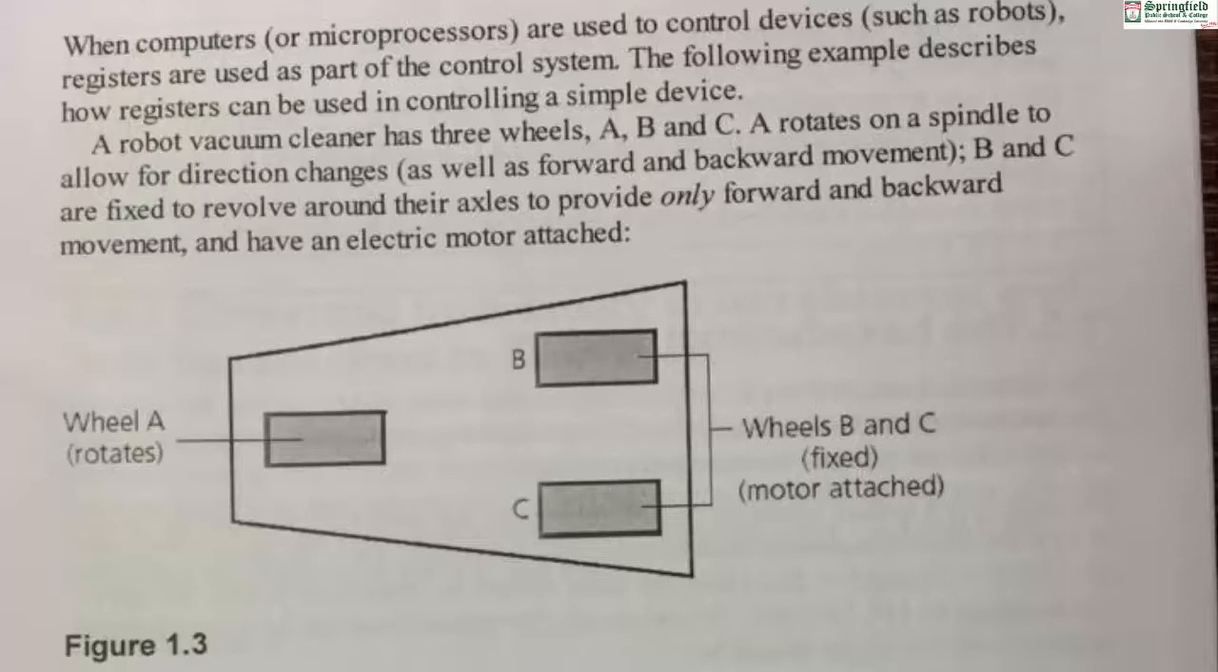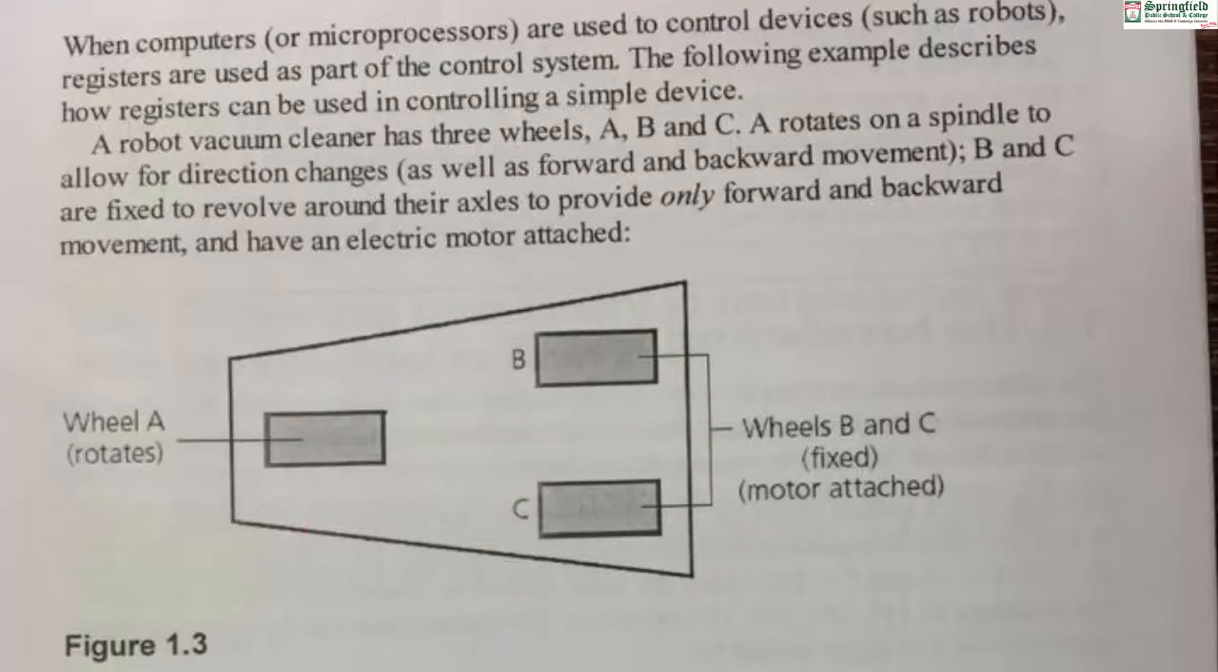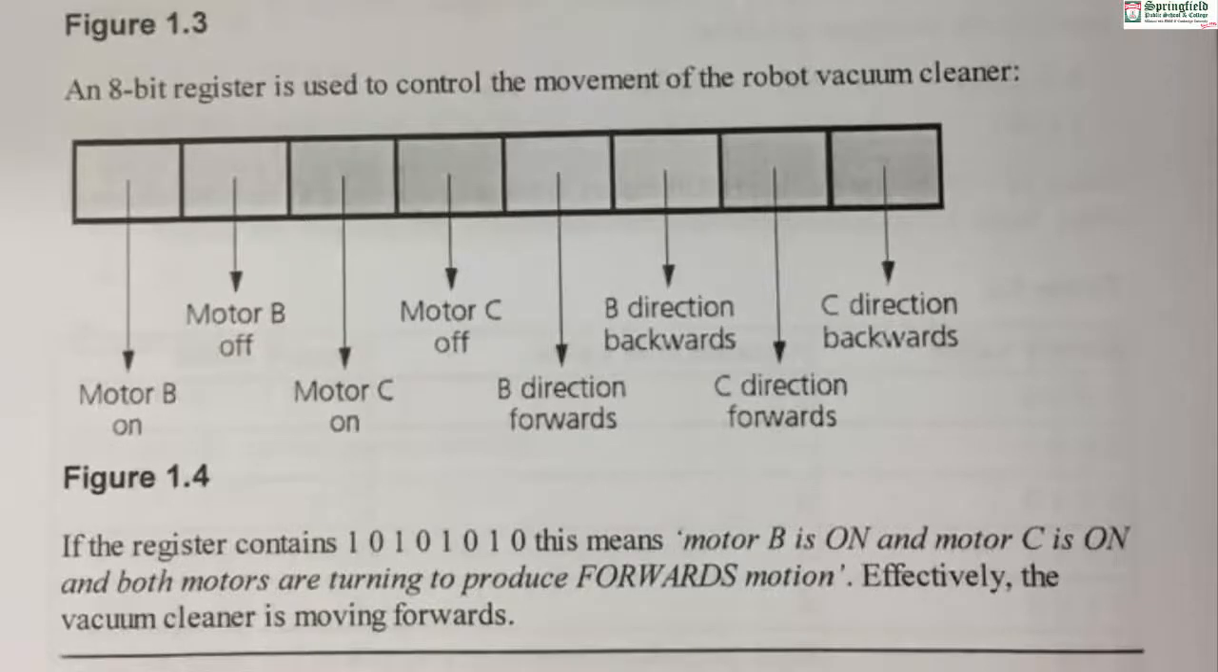electric motor attached. As you can see in the figure, there is a wheel A that rotates in the forward and the backward direction, and it can also rotate on a spindle to allow for direction changes, and B and C are only present to give the forward and backward movement. So in figure 1.3 you can see that there is a register of 8 bits, which is used to control the movement of the robot vacuum cleaner.